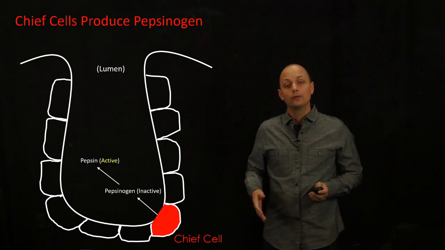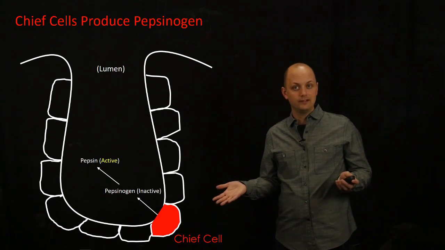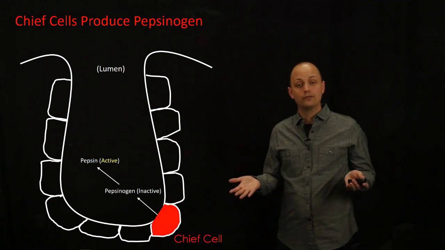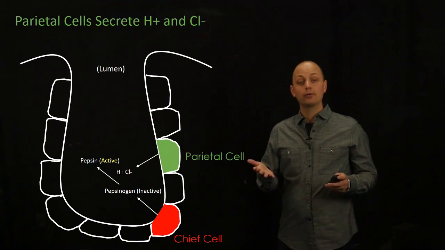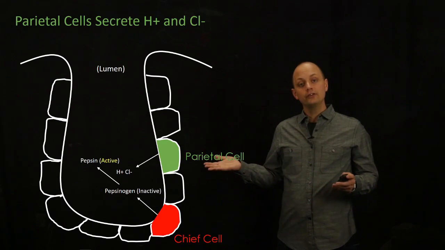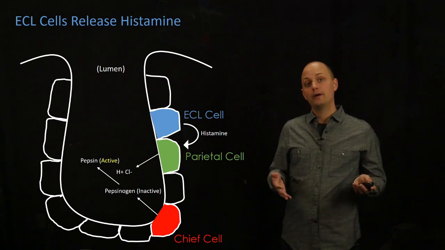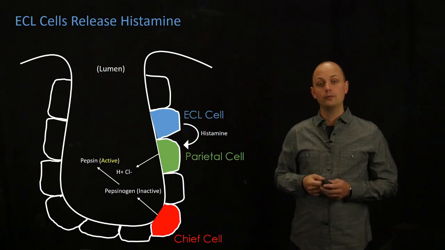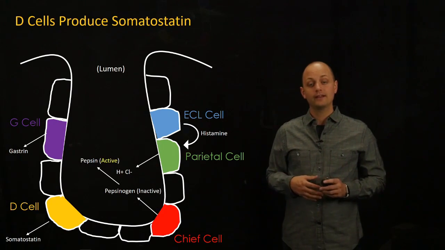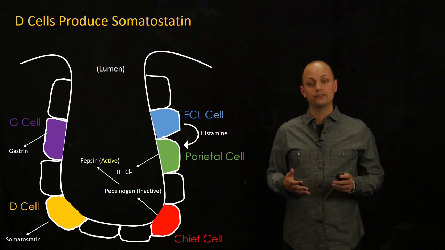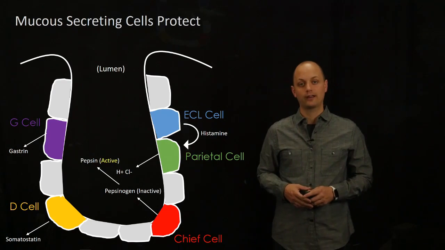So for example, we have the chief cells, which are responsible for secreting the inactive endopeptidase pepsinogen, which gets converted into its active form, pepsin, by hydrochloric acid. Hydrochloric acid is formed by parietal cells in the lumen from the secretion of hydronium ions and chloride ions. These parietal cells are regulated by histamine, which comes from enterochromaffin-like cells, by gastrin, which comes from G cells, and finally by somatostatin, which comes from D cells. Most of the other cells are mucus-secreting cells, which help to protect the stomach from hydrochloric acid.